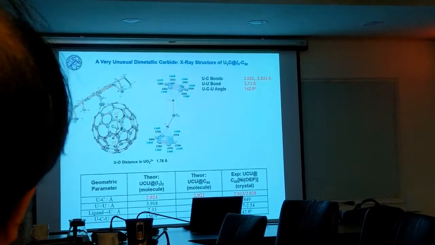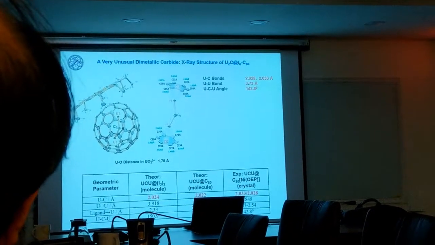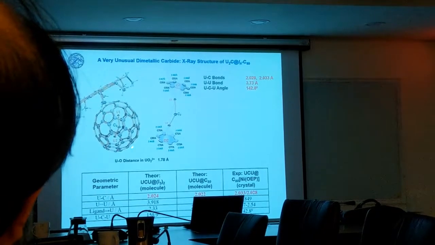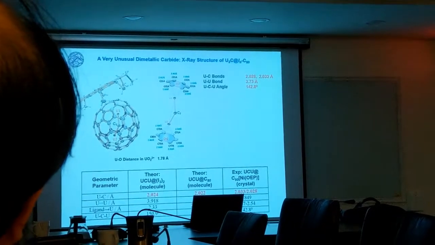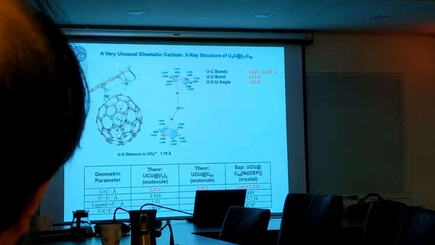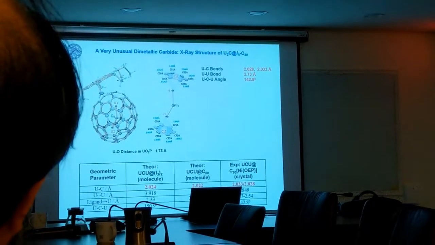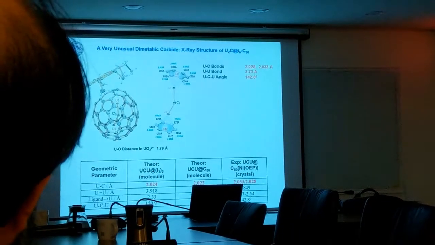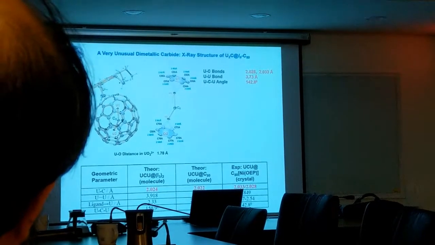And not only do you see one, you see two. So the beauty of using nanocontainers of fullerenes is that you can stabilize things that have never been seen. This diuranium with a single carbon, this is the only monocarbide diuranium or dimetallic carbide with a single carbon.